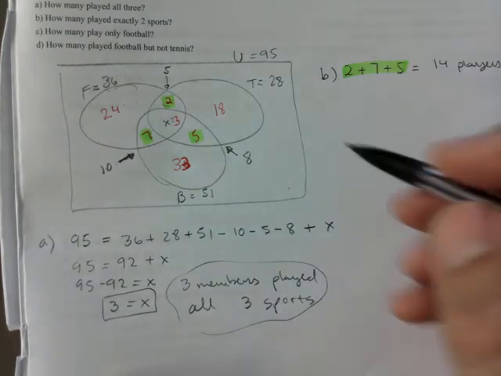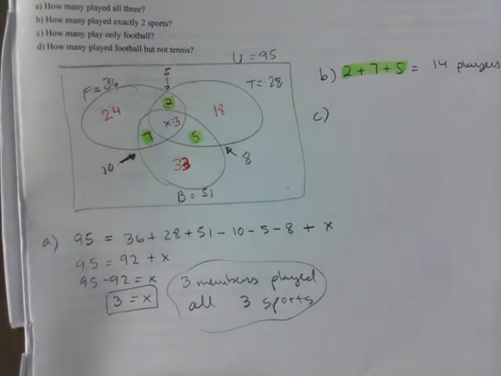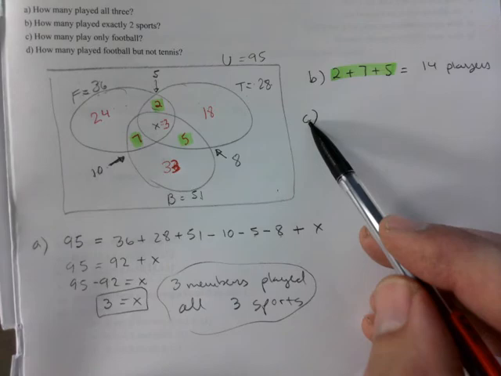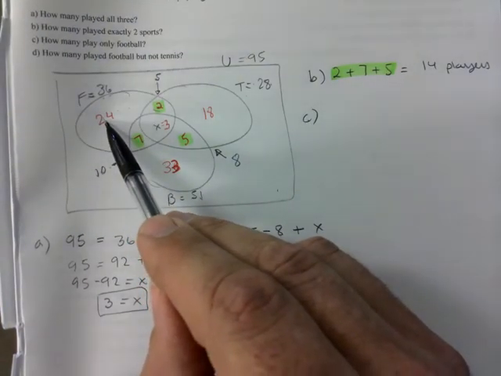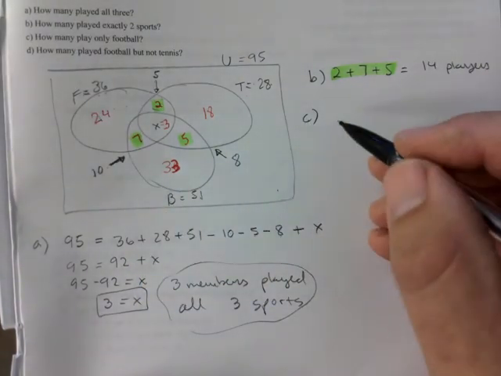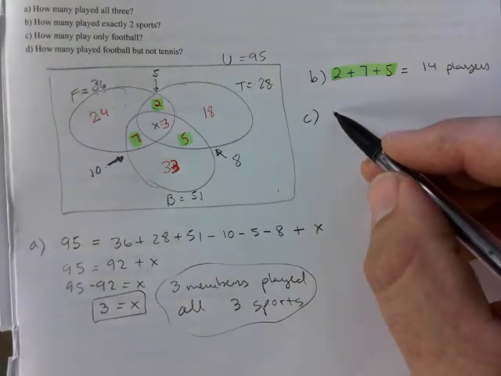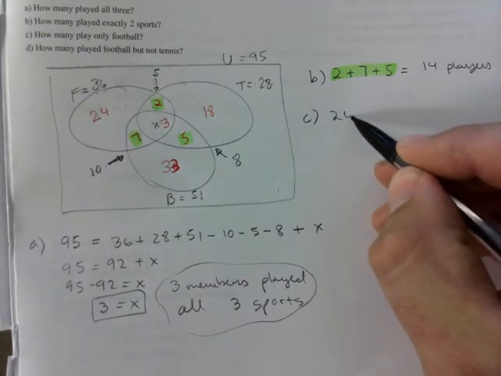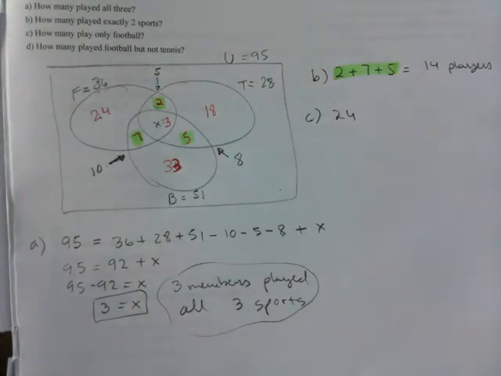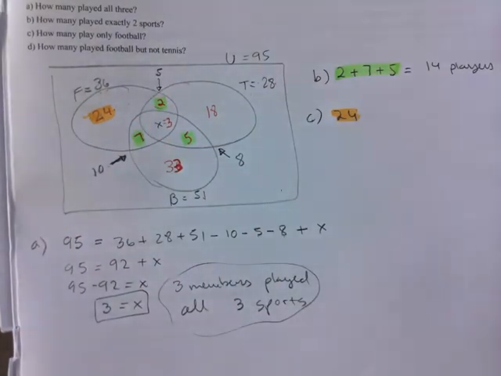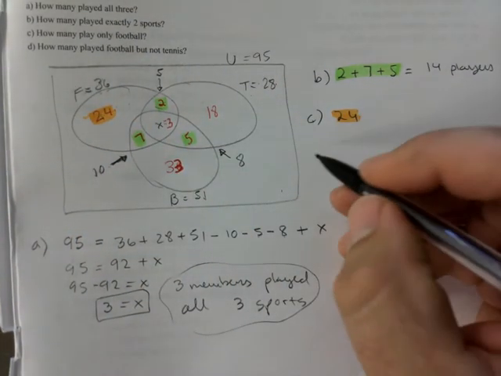We're still good time-wise. C. How many play only football? Only football would be just the 24. How do you say 24 in Spanish? 24, right? There you go. Maybe I should start just all numbers in Spanish. How's that?